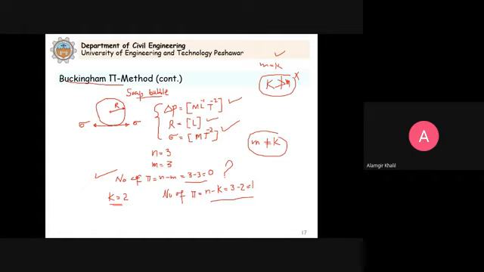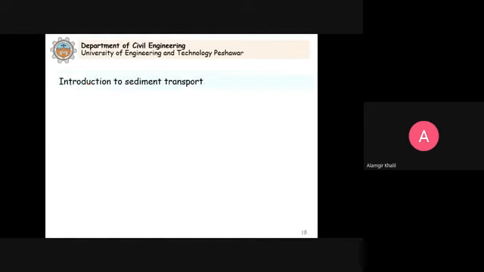We can continue with this discussion on similitude and dimension analysis. We can go more into the depth and solve more problems, but we have limited time, so I stop it here. In fact, I tried to cover more than what is given in your textbook. The next important chapter that we need to start is Introduction to Sediment Transport.